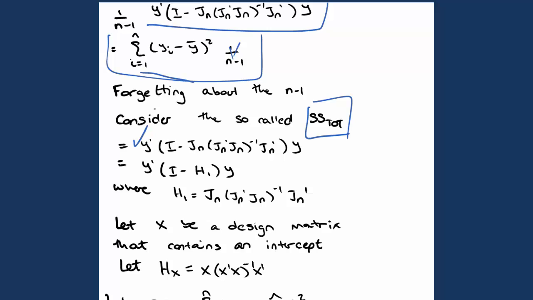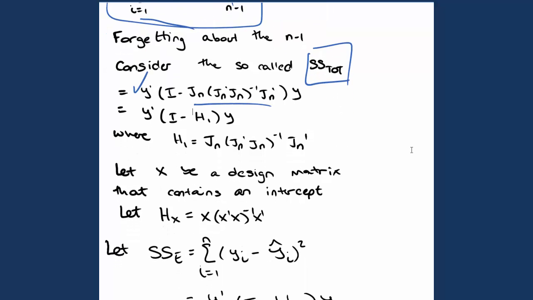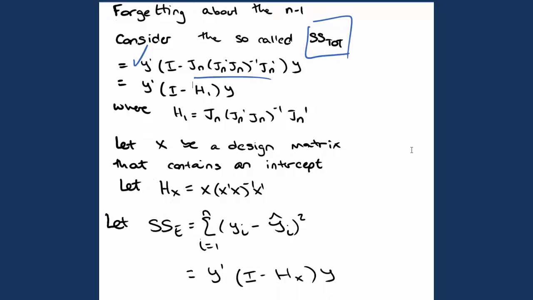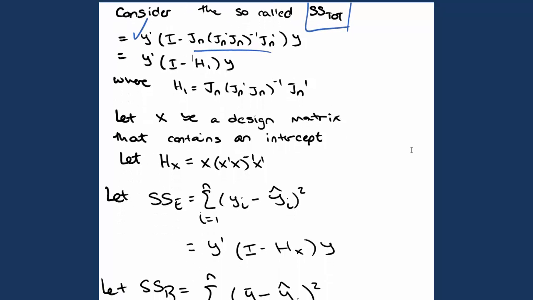And I'm going to let H1 denote this hat matrix where the vector that creates it is just a vector of 1s. If I have a general design matrix, let me write Hx to represent the hat matrix created by the matrix X, X transpose X inverse X transpose.